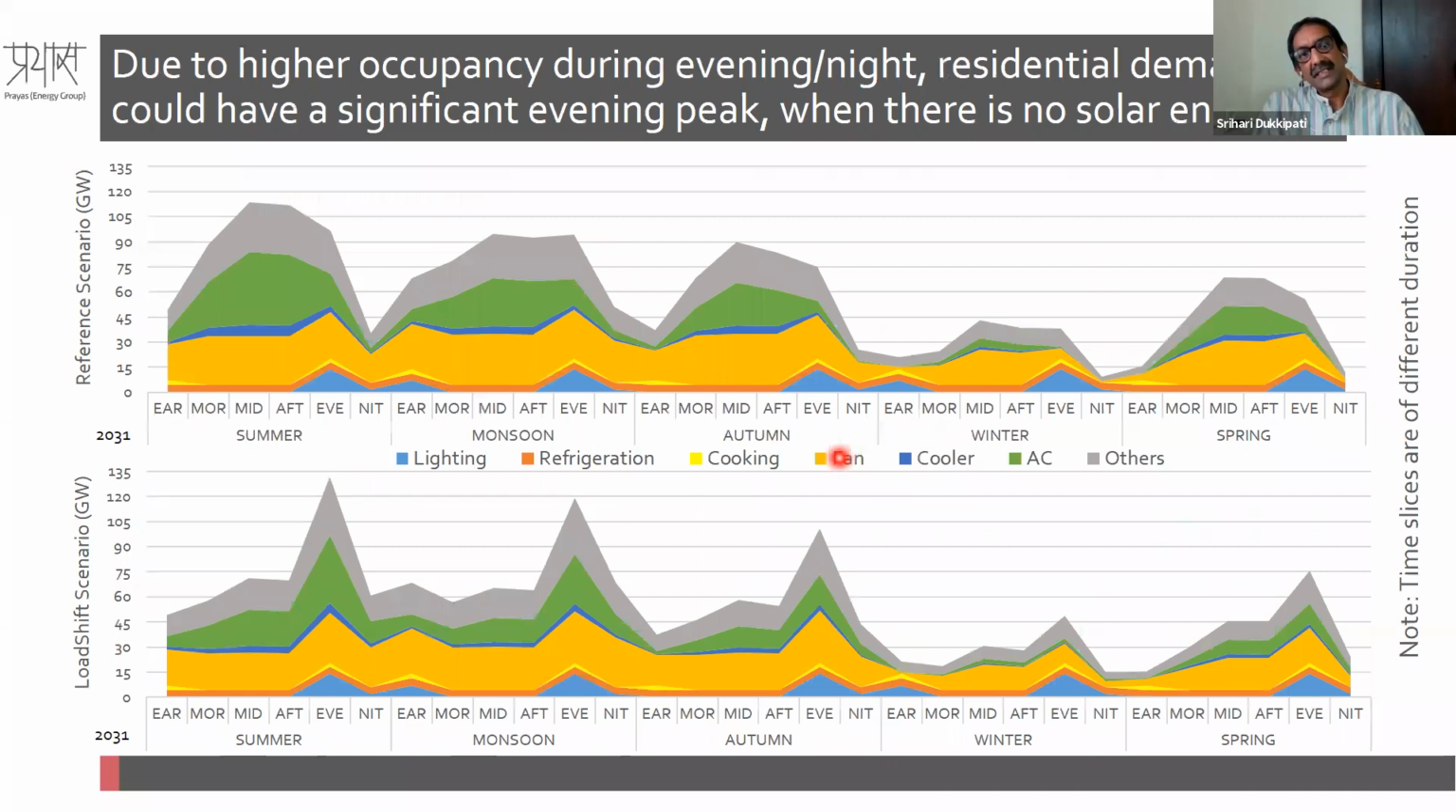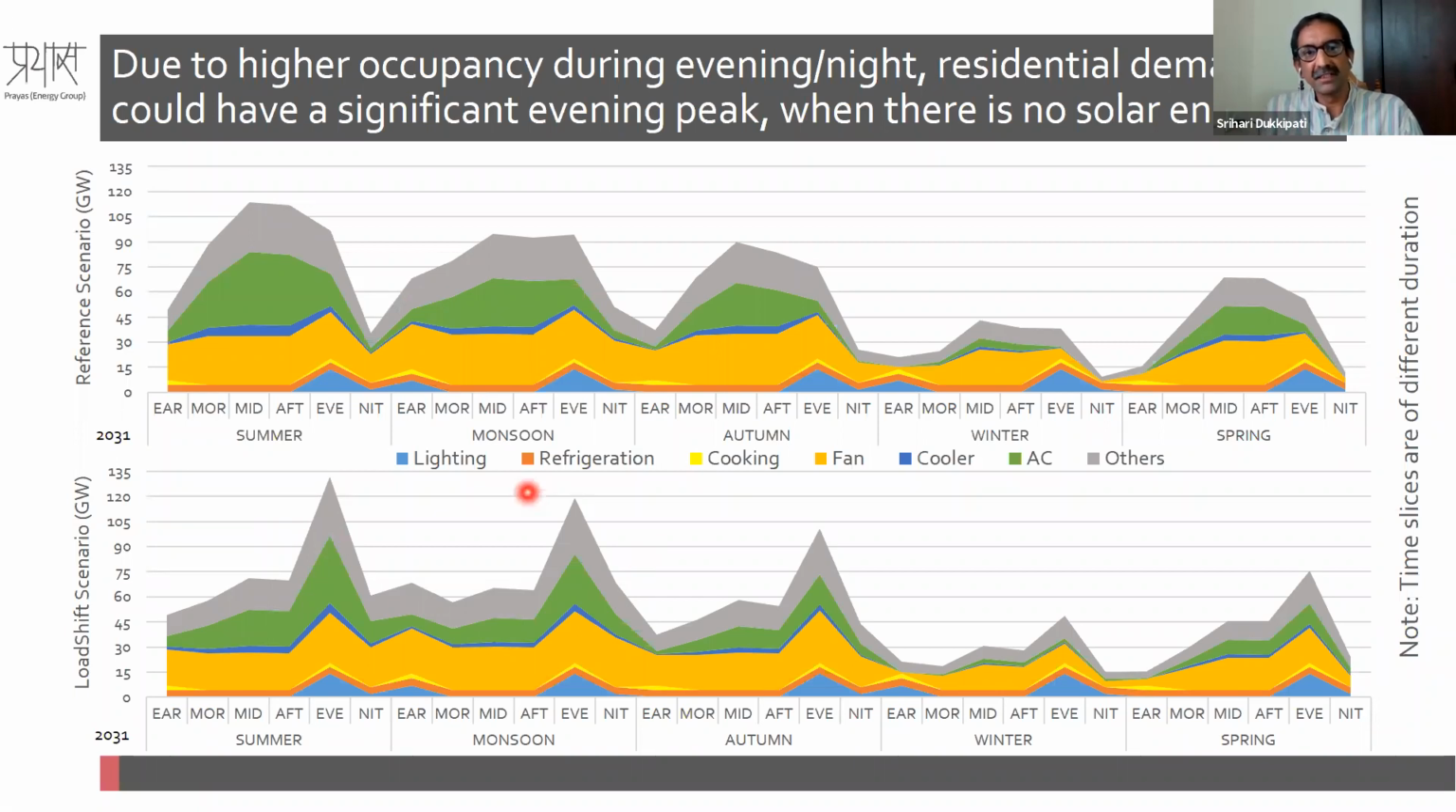Coming to the insights that we got from the load shift scenario, as can be seen here, the top graph shows the time slice wise load in the reference scenario, and the time slice wise load in the load shift scenario. It should be noted here that the time slices are different across different durations. So there's not really a load curve per se, but it is time slice wise demand in gigawatts across various seasons.